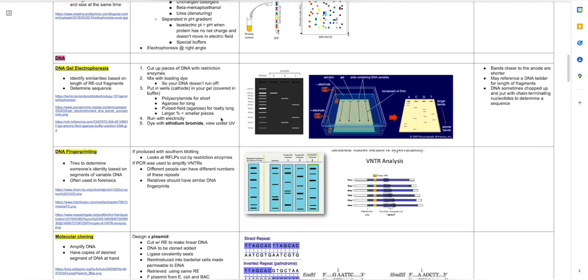pieces. So you run this with electricity, and the setup here is different than that for SDS-PAGE. I'm not sure why, but all of the protein gel electrophoreses are vertical, whereas the DNA ones are kind of in a tray, flat on a table. But yeah, you'll have all of your wells by the negative electrode, the cathode, and then it's moving towards the anode at the end.